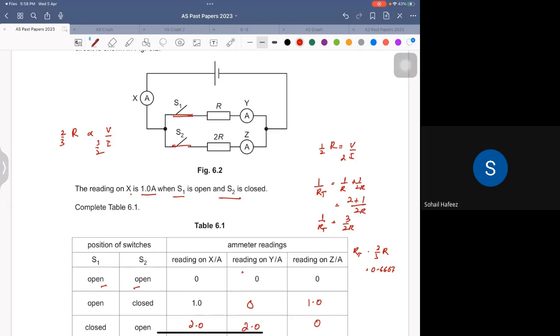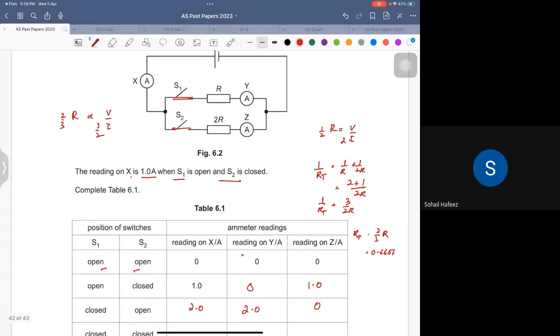When this was closed and that was open, the current was 2, right? Current was 2 here. At that time the resistance was R. Now it is 2 by 3, so the new current will be 3 by 2 of I. So 3 by 2 times 2 is going to be 3. So you will have 3 here.